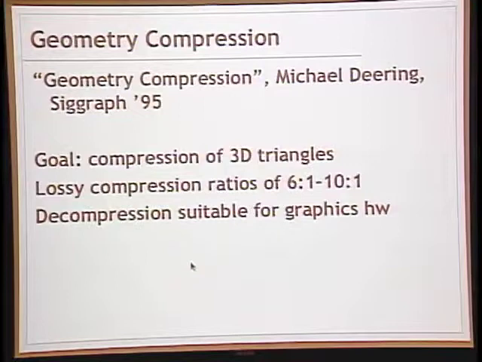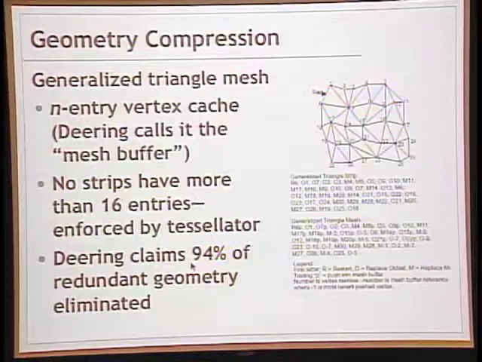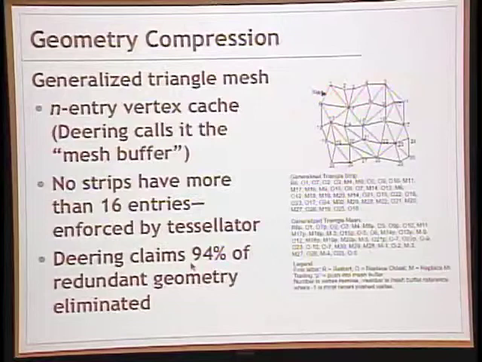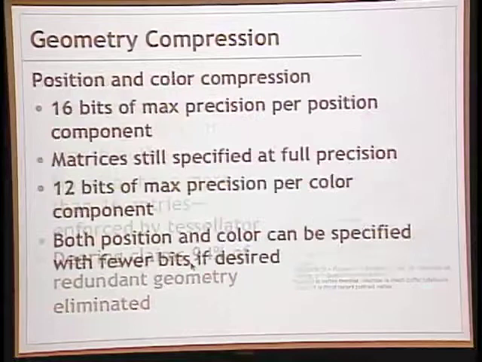The first thing he did was a generalized triangle mesh. This really is very much like a vertex buffer today, or a vertex buffer with index buffer capabilities. Although he was pretty much the first guy to show that this is a good idea from a compression point of view, it's something we've already talked about, so that's no big deal. The things that were cool here, we're looking at how you start compressing components.